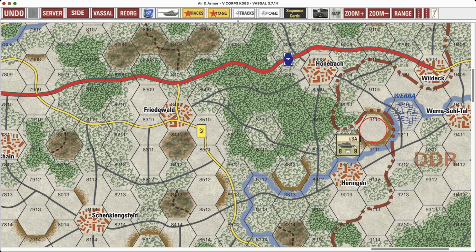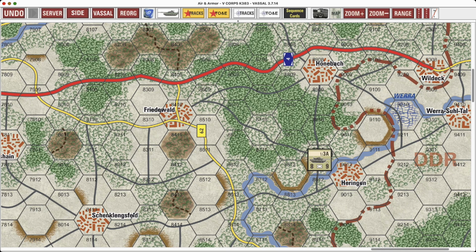To enter this next hex, it is paying 1 movement point for the clear terrain, but it must spend an extra movement point to go upslope. So it spent 1 so far. This is 2, 3 to go upslope, but it can then go into this hex moving downslope for no extra hex side cost. So this would take it to 4, 5, and 6.